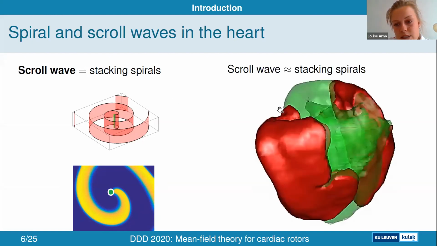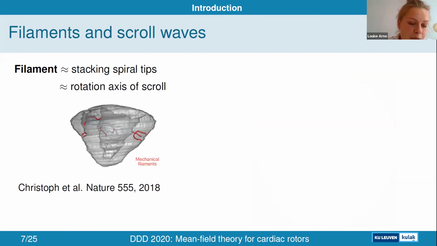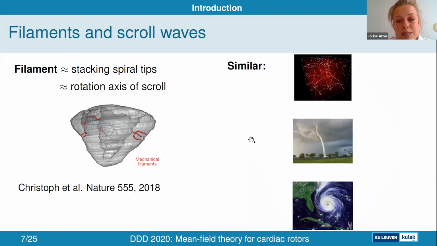Now, when we do some simulations in a real heart geometry, we see that these scroll waves aren't perfect stackings of spiral waves. So these spiral waves are deformed or they are shifted with respect to each other. And this causes the filament to be bended or curved. So we don't have a perfect straight line of the filament, but the filament is curved, which we see over here. I think it's best to think about this filament as a cosmic string, a tornado, or a hurricane.